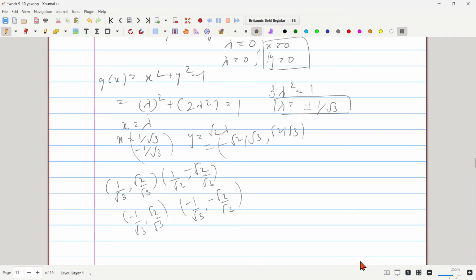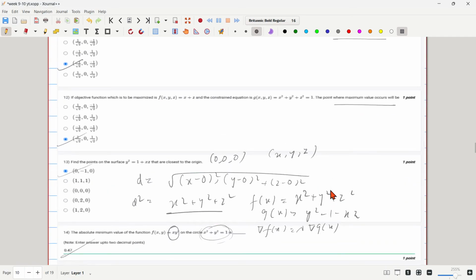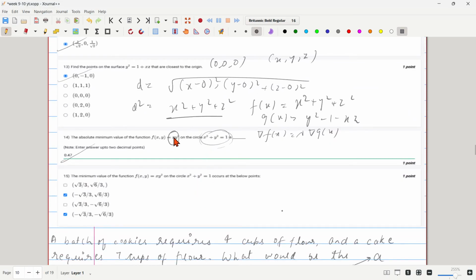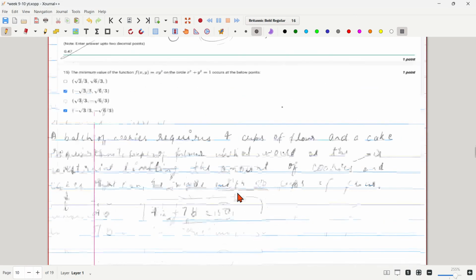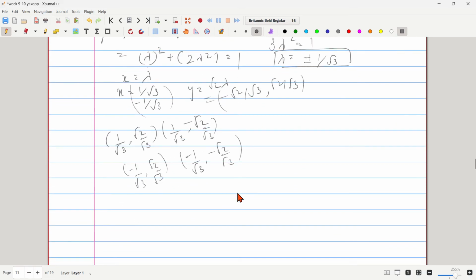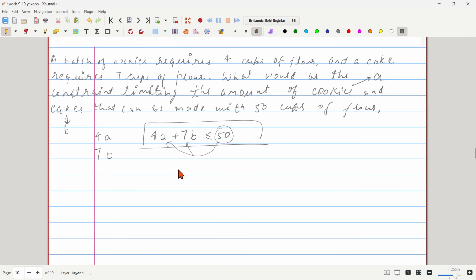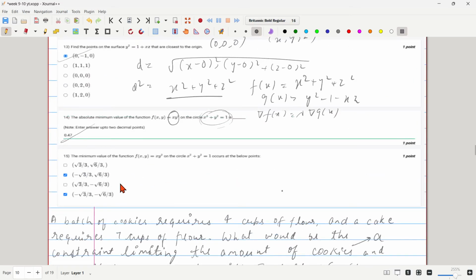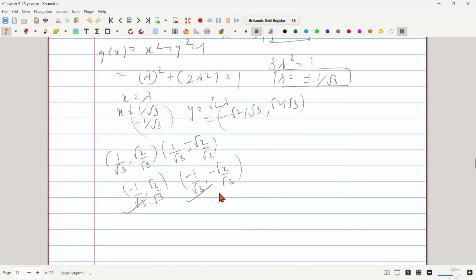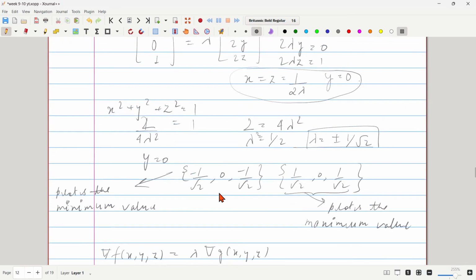And you need to find the points where the function will be minimum. So if you put these points onto the function, you will get your minimum value as 0.47. Okay, so B and D are the correct options. I hope it is clear.